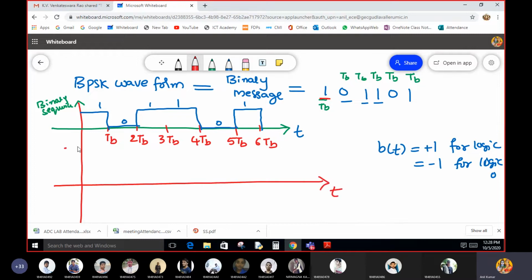So I am going to draw the b of t. This is called TB, and this is TB. So this is TB, 2 TB, 3 TB, 4 TB, 5 TB, and 6 TB.